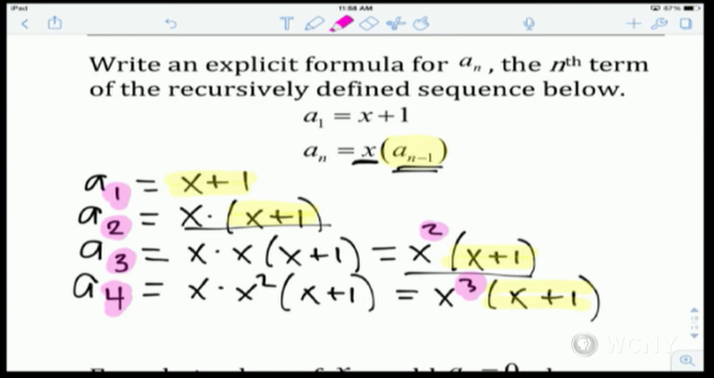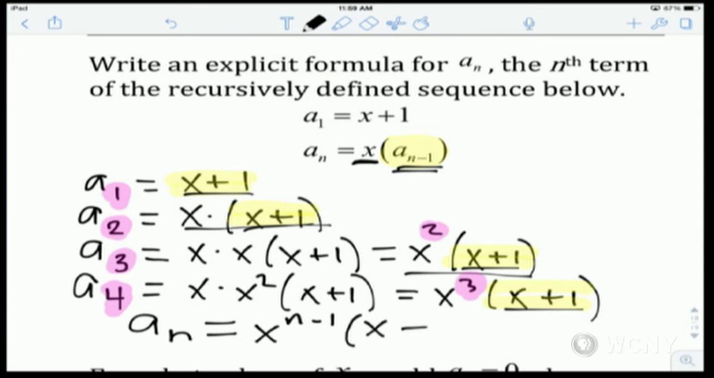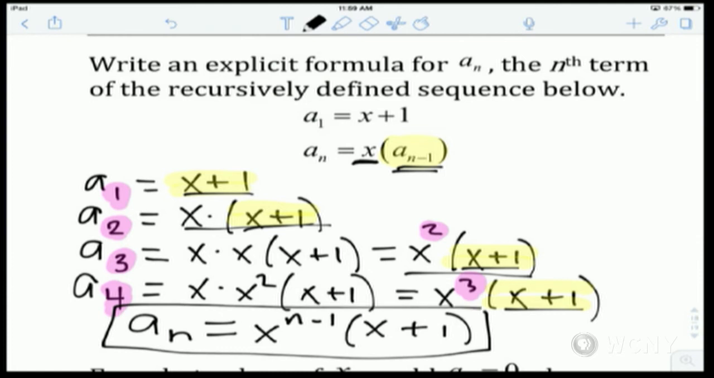So I feel like this sequence must have an explicit formula that would be a sub n, any term in my sequence, is equal to x to the, that number is 1 less than the term I'm on, so it'll be n minus 1, times that common piece in all of my answers, x plus 1. So the explicit formula, the one-line formula, a sub n equals x to the n minus 1 times x plus 1.